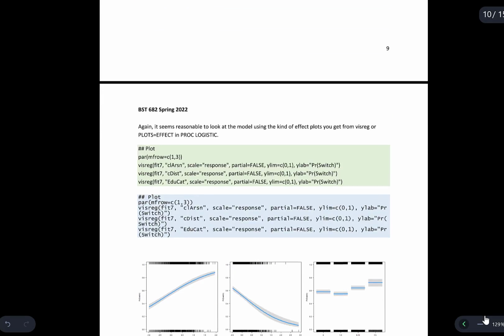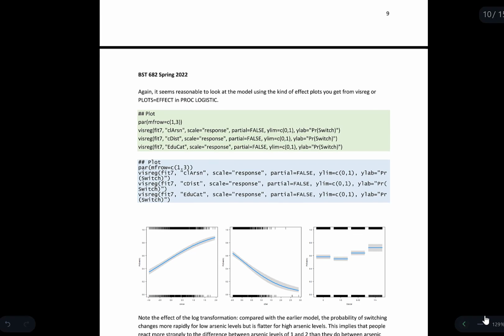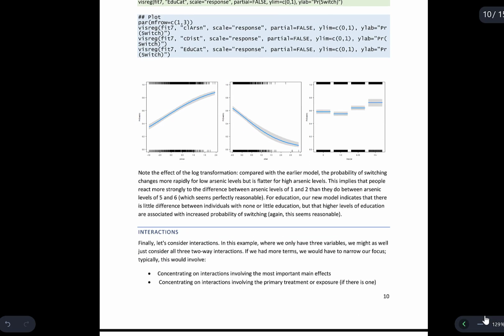Right, so again, it seems reasonable to look at the model using those effect plots. Note the effect of the log transformation compared with the earlier model: the probability of switching changes more rapidly for low arsenic levels but is flatter for higher. This implies that people react more strongly to the difference between arsenic levels of 1 and 2 than they do for 5 and 6, which seems pretty reasonable.